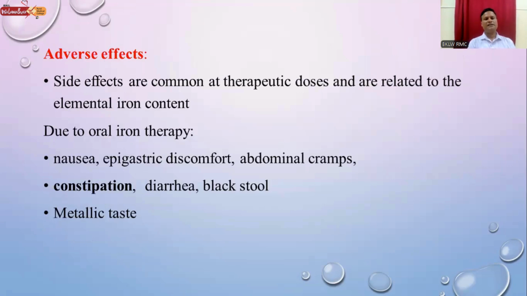Other adverse effects of these oral iron preparations are directly linked to the elemental iron content. If we increase the elemental iron content, the side effects are also more. Mainly GIT side effects like nausea, epigastric discomfort, abdominal cramps, constipation, diarrhea, and black stool are important. Both constipation and diarrhea are present, but frequency of constipation is more with these oral iron preparations. Also, metallic taste is an important side effect of all these oral iron preparations.